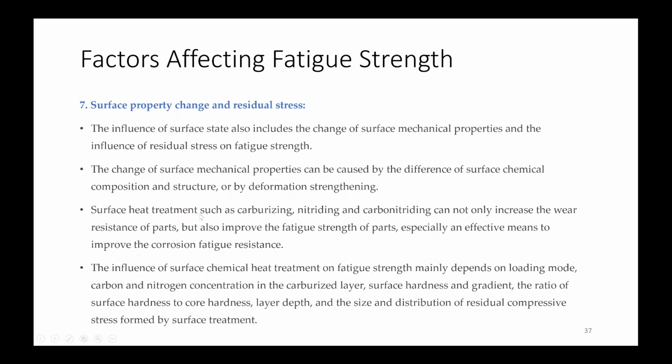So surface heat treatment such as carburizing, nitriding, carbonitriding can not only increase the wear resistance of parts but also improve the fatigue strength of parts, and is especially an effective means to improve the corrosion fatigue resistance. So the influence of surface chemical heat treatment on fatigue strength mainly depends on loading mode, carbon and nitrogen concentration in the carburizing layer, surface hardness and gradient, the ratio of surface hardness to core hardness, layer depth, and size and distribution of residual compressive stress formed by surface treatment.